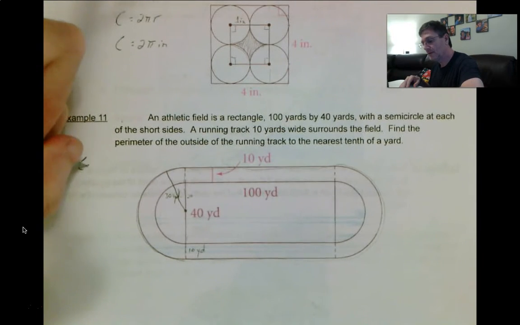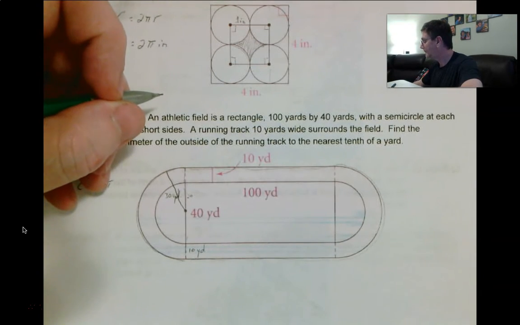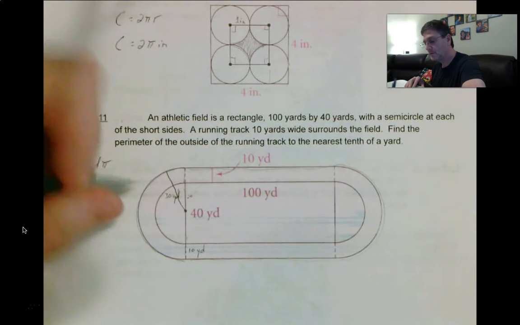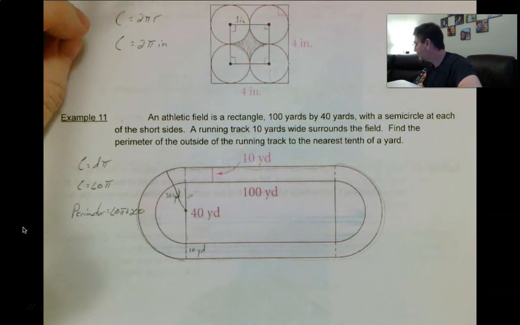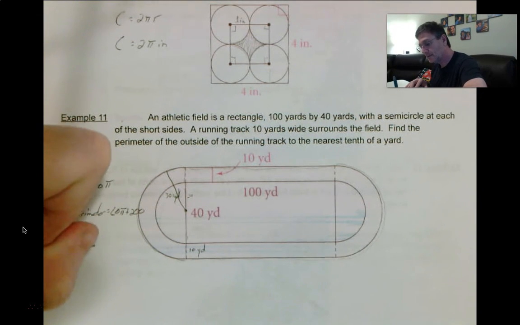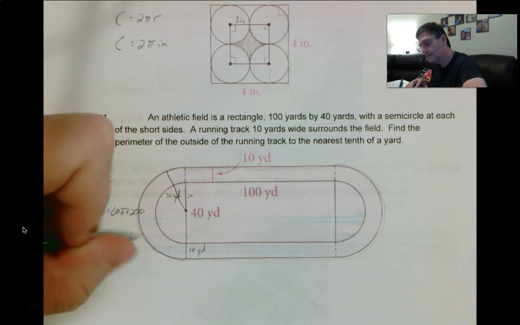So circumference equals diameter times pi. Circumference equals 60 pi. We're going to add to that 200. So the perimeter equals 60 pi plus 200. 60 times the pi key plus 200, and we're rounding this to the nearest tenth. So approximately 388.5 yards.